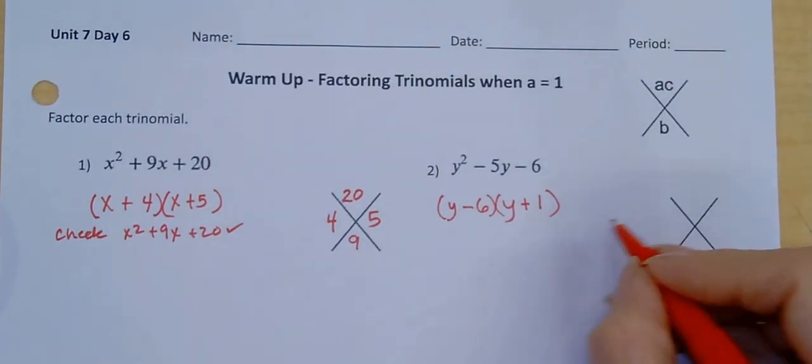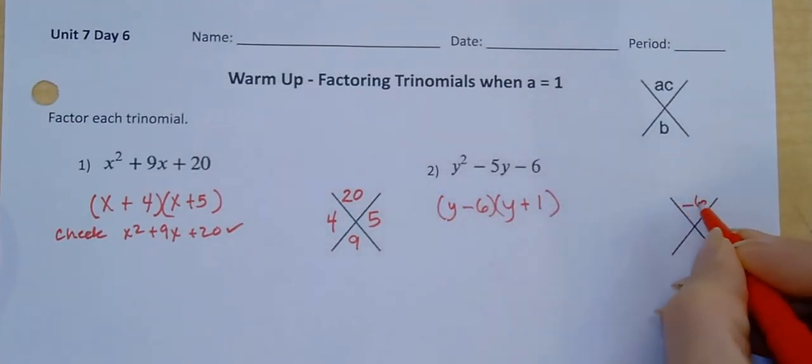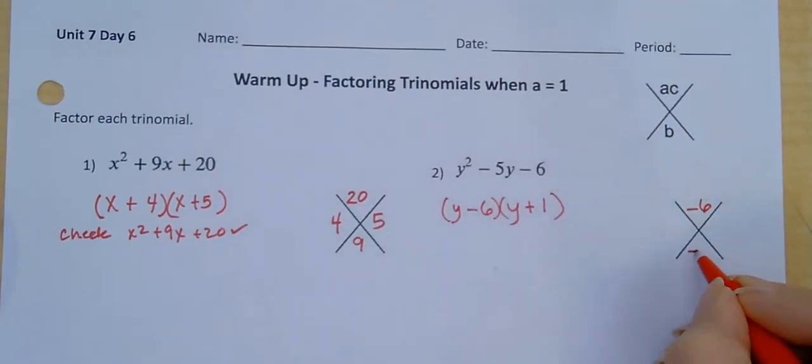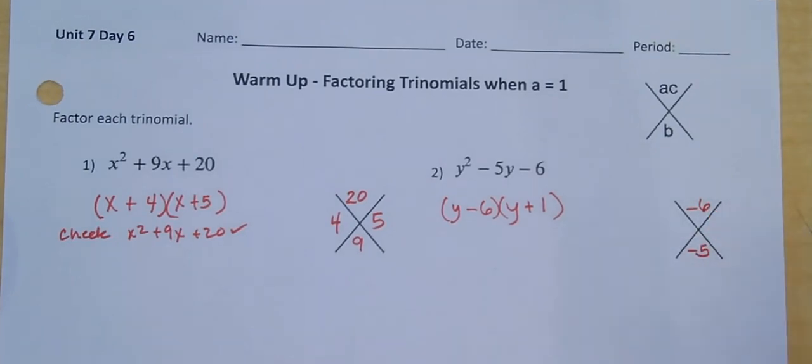So I'm able to figure that out sometimes with guess and check, but if you can't, or if you prefer, you would use a times c. 1 times negative 6 is negative 6. When you add together, you're supposed to get negative 5. And so you know, in order to multiply to get negative, one of these guys has to be negative and one has to be positive. That's the only way to get a product that's negative.